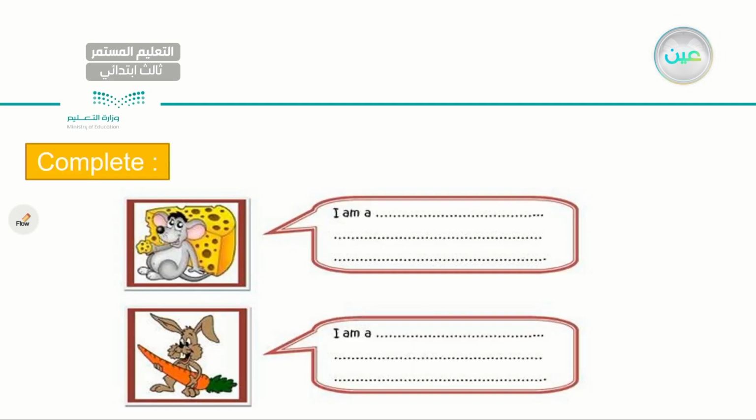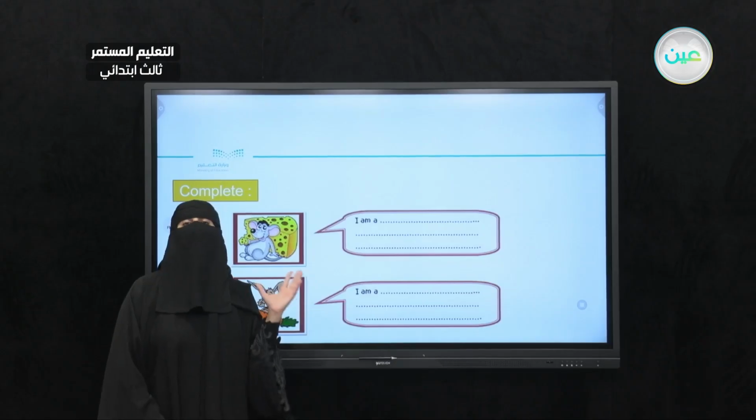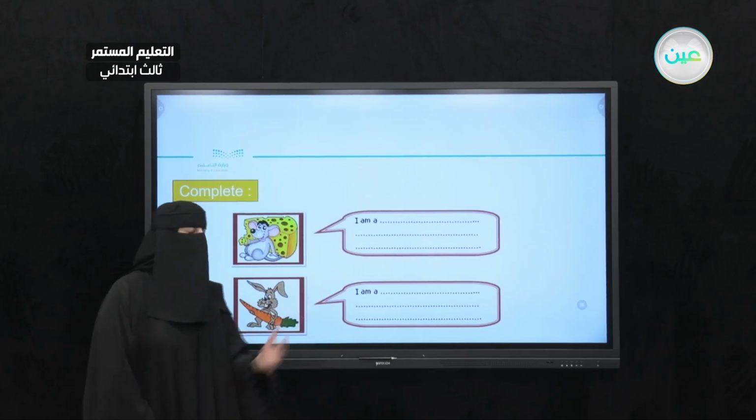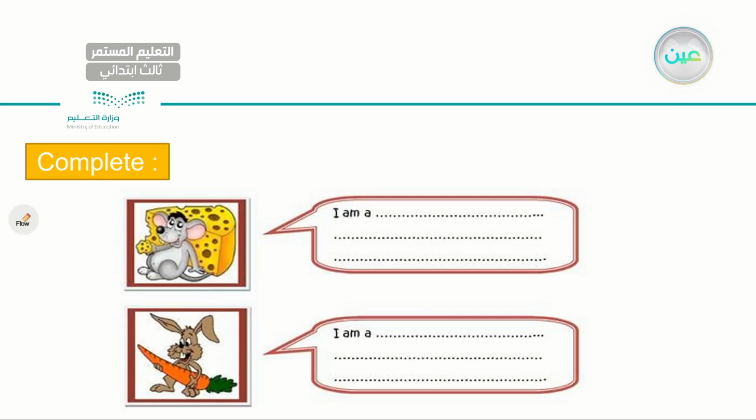Now, here I have an exercise for you. I have an animal and I need you to make sentences about what this animal is and what they like to eat. Let's start with the first one. What do you think I am? A mouse. Very good. Here I have a mouse.